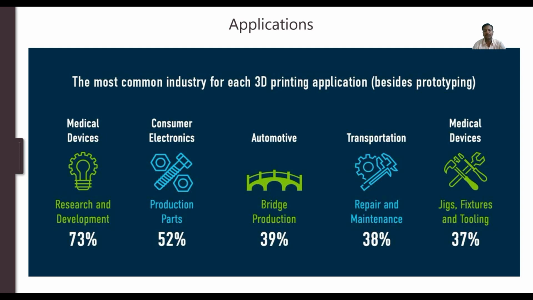Finally we give a slice, and during the slicing we follow certain operations to build the material without any defects in the final product. Among the most common industries for 3D printing applications, medical devices are developing about 73 percent, and for consumer electronics, 52 percent of production parts, we are still relying on 3D printing.